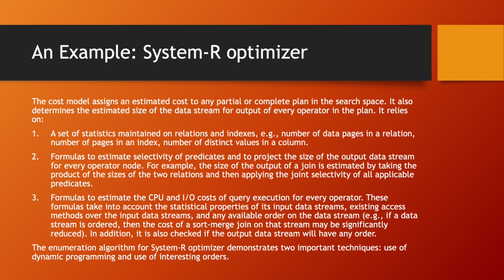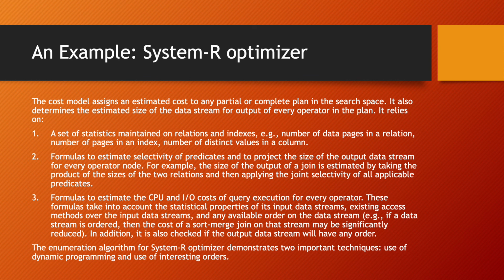Now, the paper presents an example, which is the System R optimizer. The cost model assigns an estimated cost to any partial or complete plan in the search space. It also determines the estimated size of the data stream for the output of every operator in the plan. It relies on a set of statistics maintained on relations and indexes. For example, the number of data pages in a relation, the number of pages in an index, the number of distinct values in a column. Formulas to estimate the selectivity of predicates and to project the size of the output data stream for every operator node.